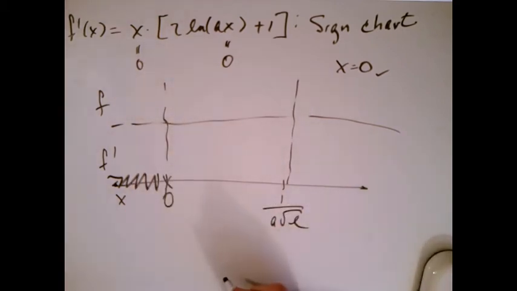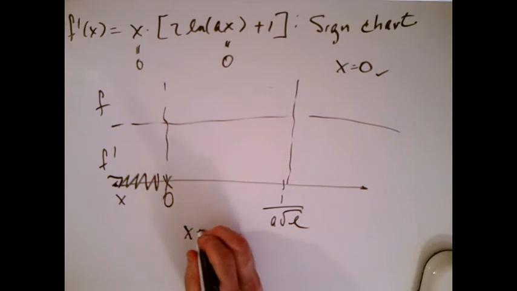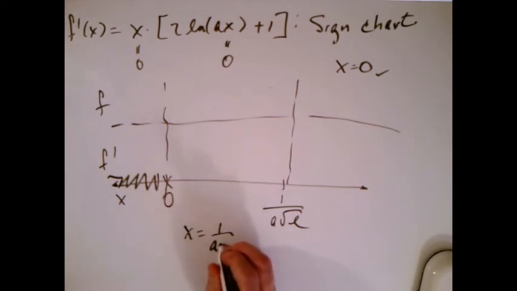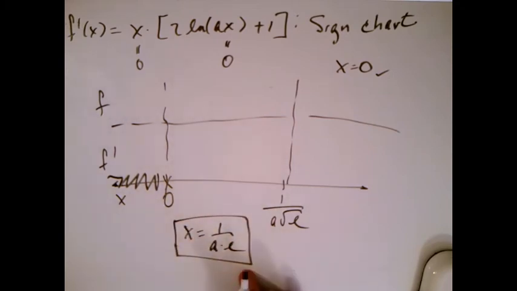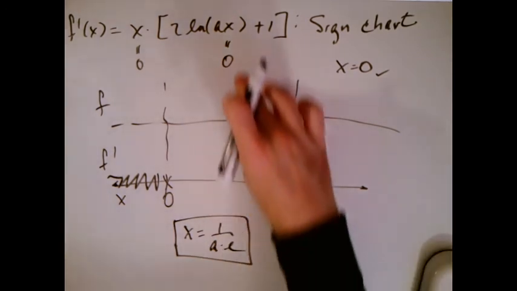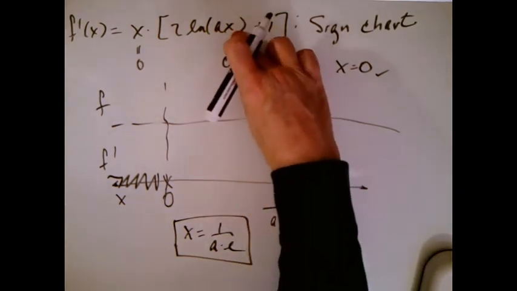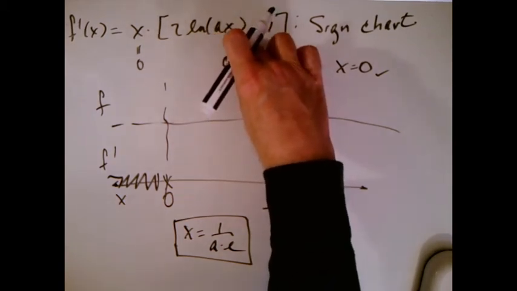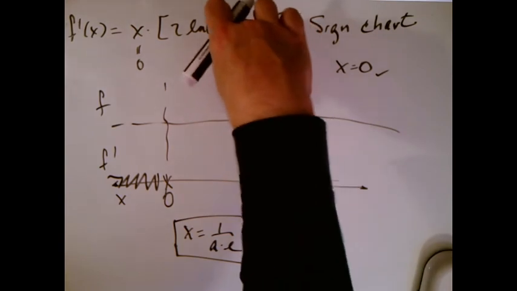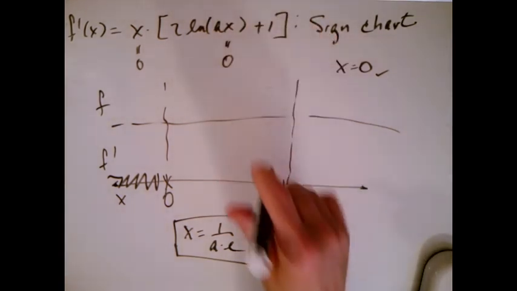What I'm going to do is take 1 over a and divide it by a number that's bigger than the square root of e. I'm just going to make it 1 over ae like that. Now when I take 1 over ae and put it into x, that's a positive number. When I take 1 over ae and put it right here, the a cancels out. I get the ln of 1 over e, which is negative 1. 2 times negative 1 is negative 2. Negative 2 plus 1 is negative.